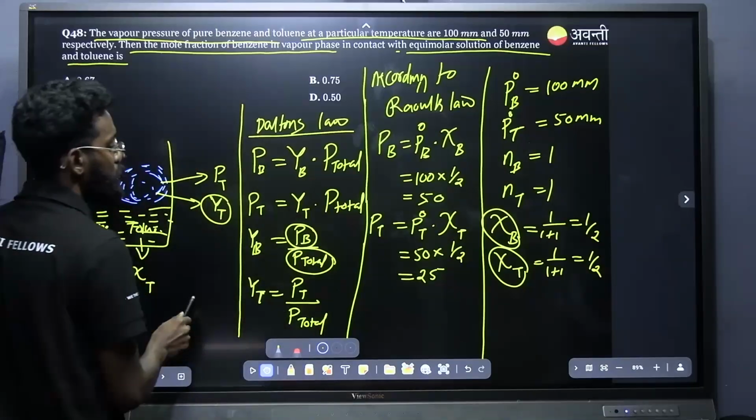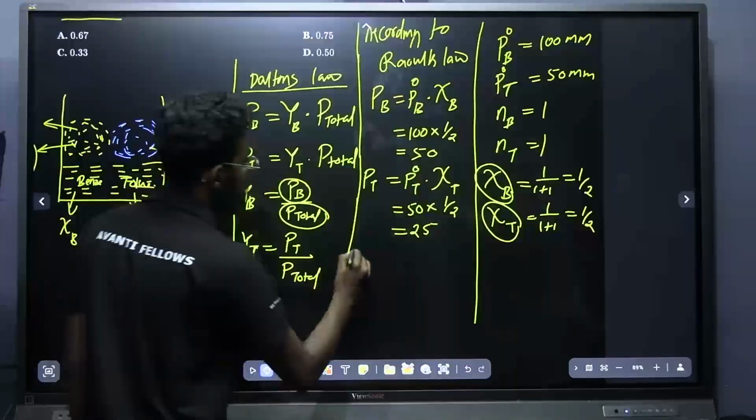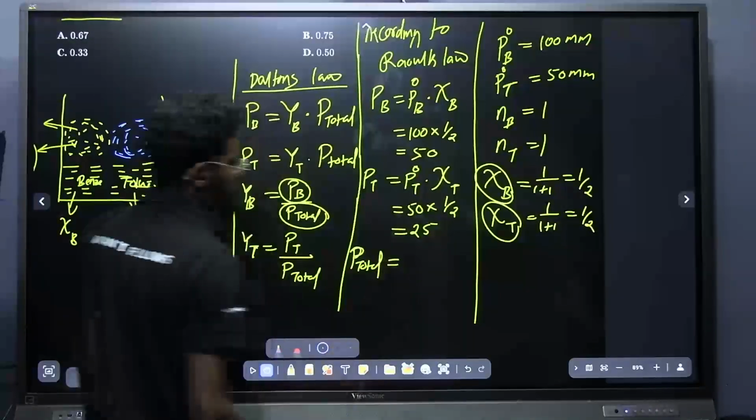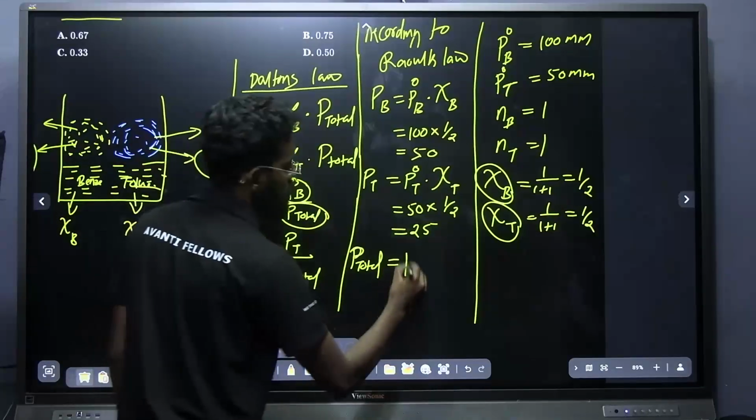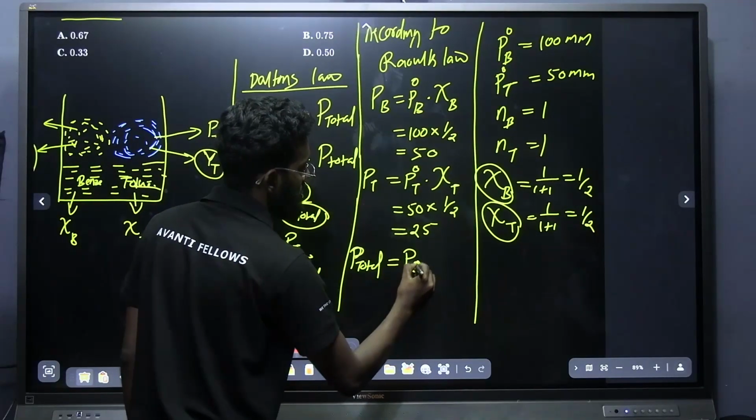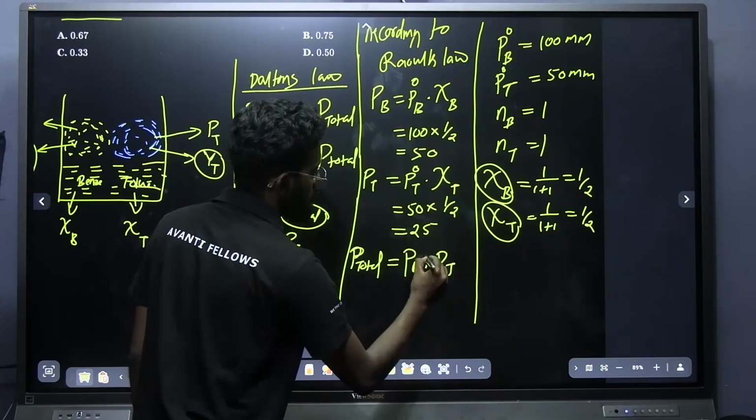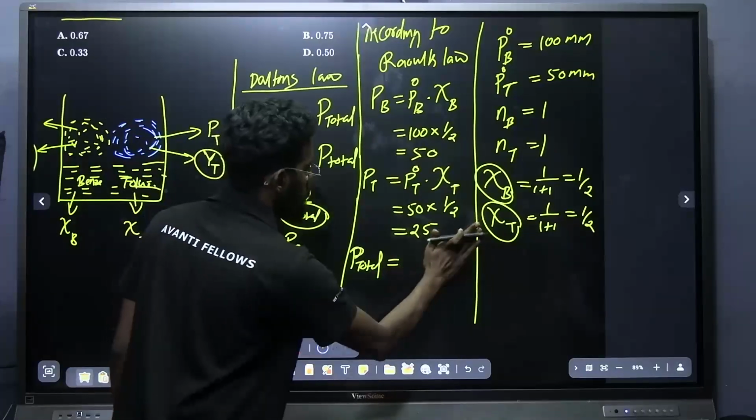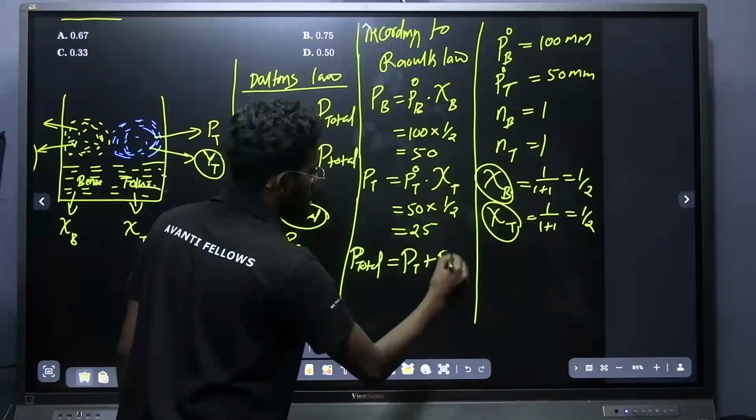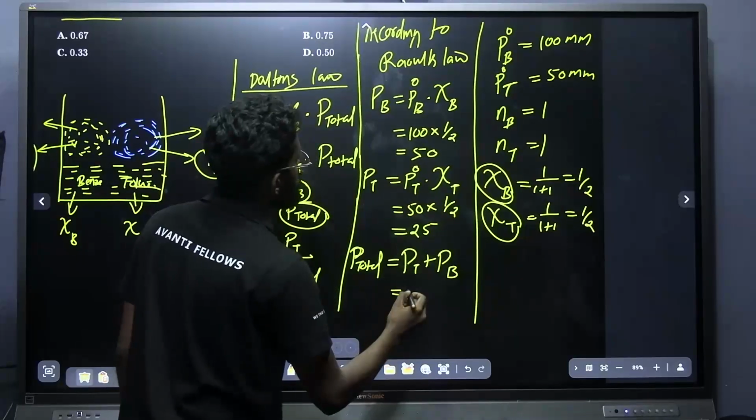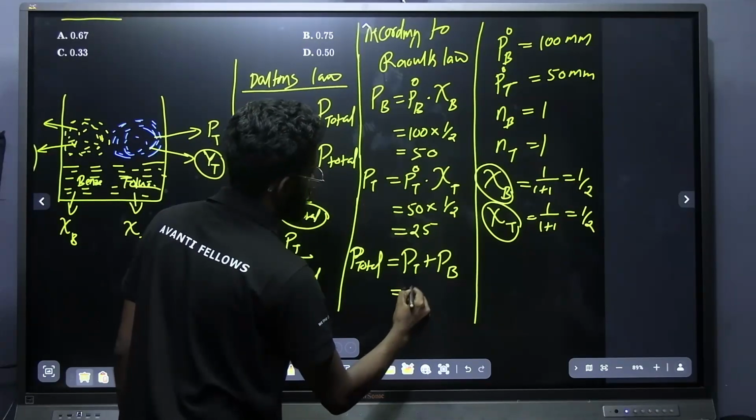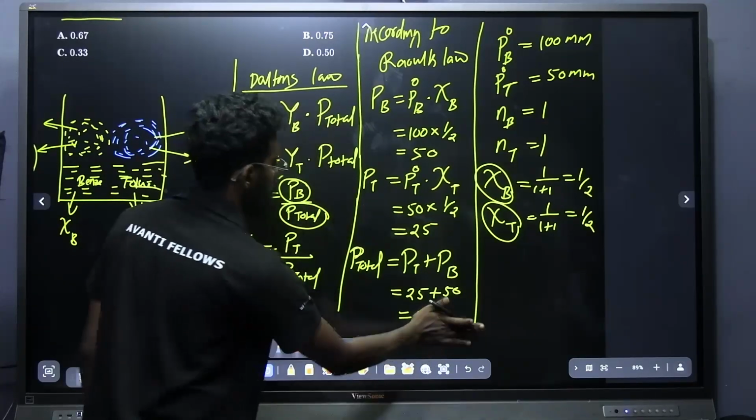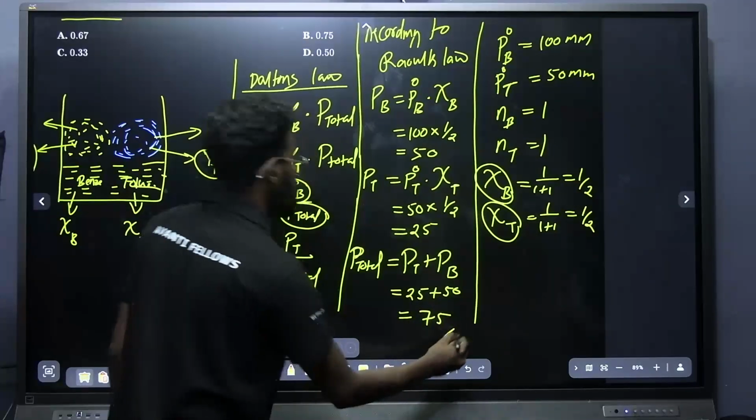Yes, I got PB and PT. Now how can I find out P total, the total pressure? P total is equal to PB plus PT, the partial pressure of benzene plus the partial pressure of toluene. That is 50 plus 25, which is equal to 75. Yes, exactly. Now we have everything.